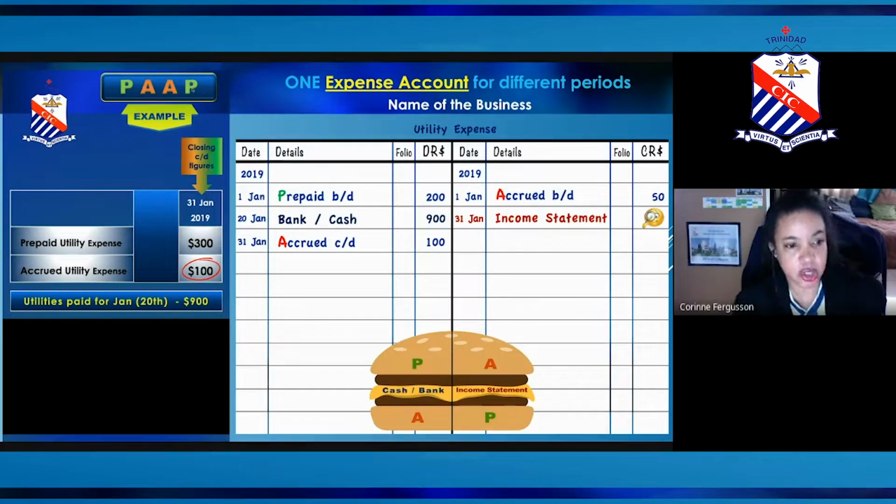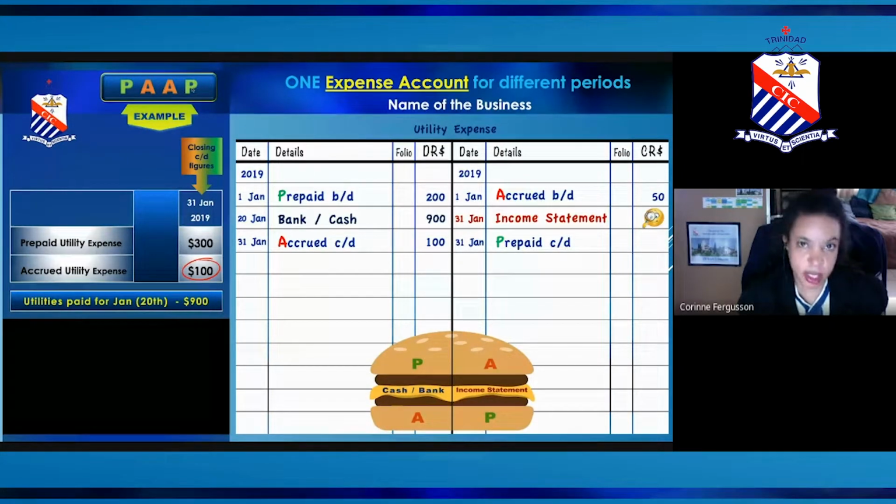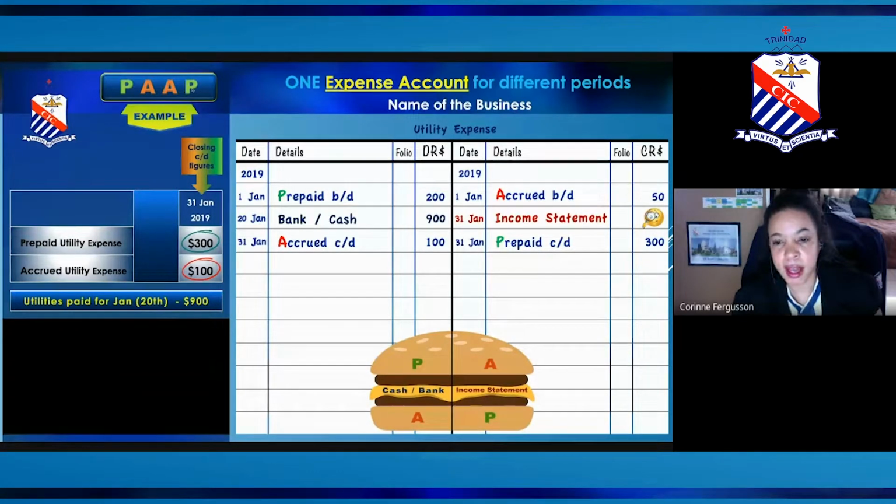And you have one last thing to do from the plugging in terms of your PAP. The last P, which is your closing figure. Yes, we do have prepaid expense. And remember, because it's your closing figure, it is carried down. So you would just put your 300 there. And this is your PAP with your bank and cash and income statement in the middle.